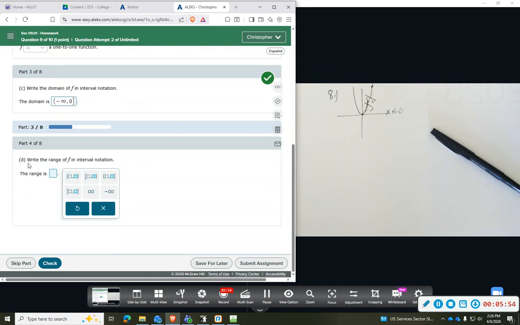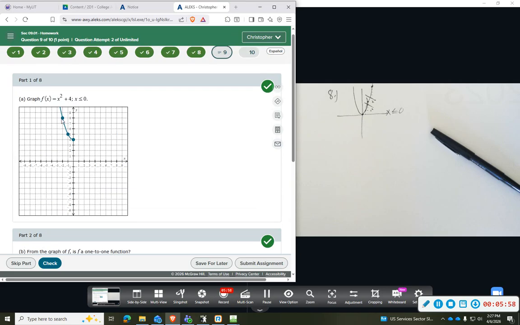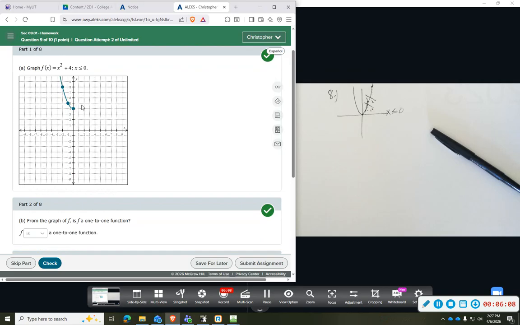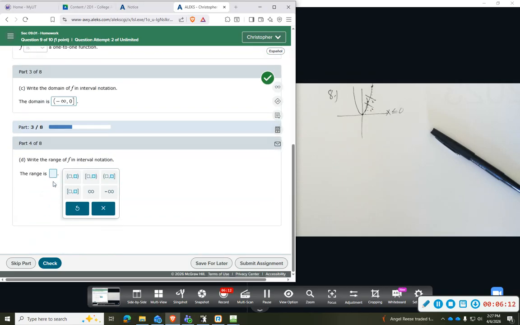All right. Part 4, it says what is the range? Okay, so you can kind of see this graph. The range, again, you want to do the smallest to the largest. So we're down at a low of 4, and it's going to go up to positive infinity. So my range is from y equals 4 up to positive infinity. We're going to do a bracket on the lower end this time. 4 is the lower number up to positive infinity.